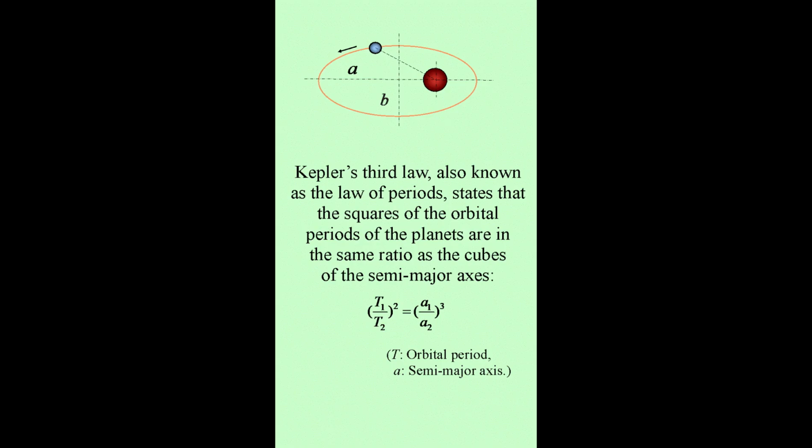Kepler's third law, also known as the law of periods, states that the squares of the orbital periods of the planets are in the same ratio as the cubes of the semi-major axes.